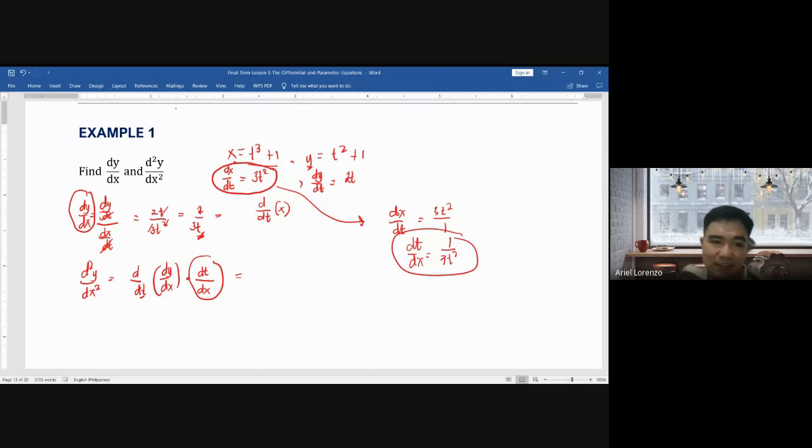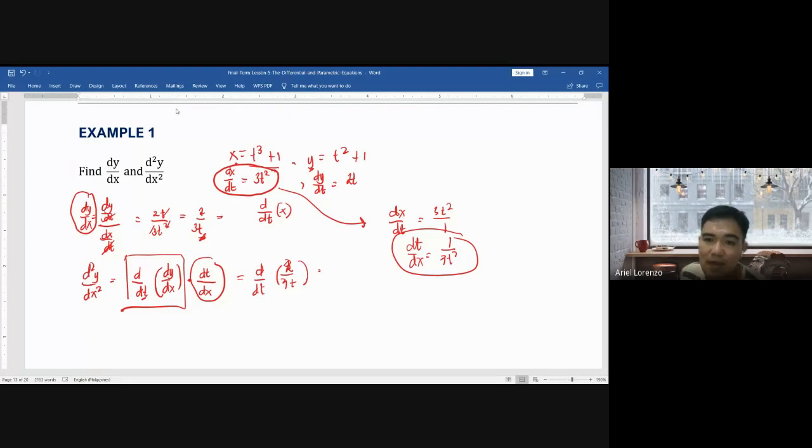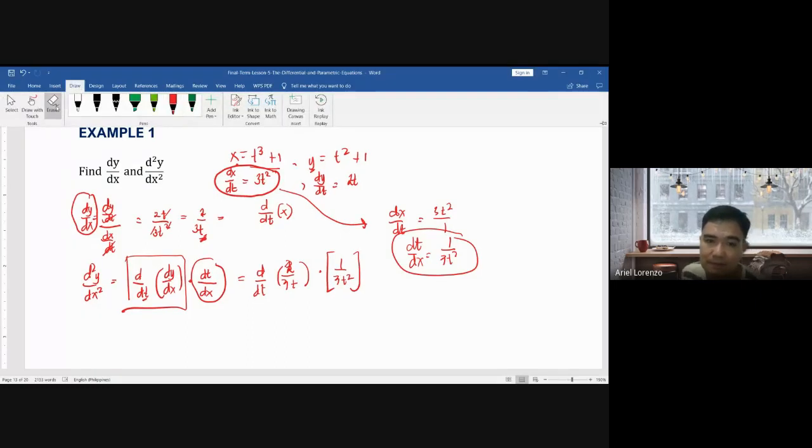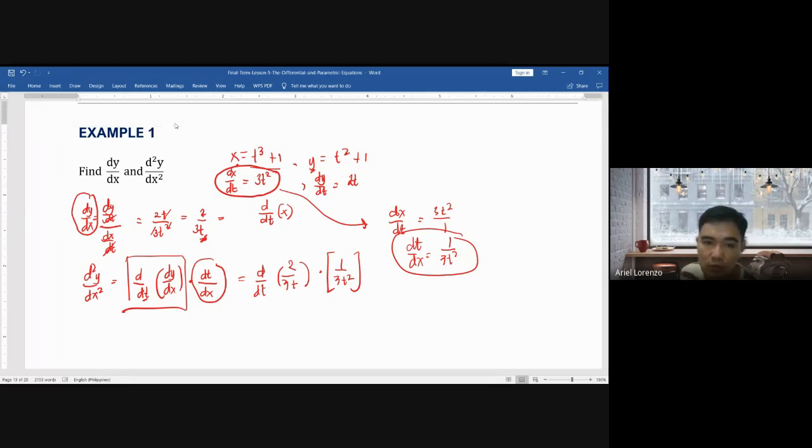So, what happens is, the derivative first of this, the derivative of 2 all over 3t, okay, times 1 all over 3t squared. This is a multiplier, you only derive 2 all over 3t. Got it? Okay? So what is the derivative of this, class?